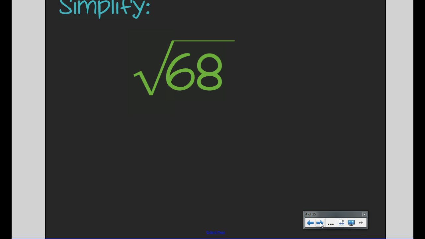So let's just start with where we started the unit. We started with simplifying radicals. We started with factor trees. So go ahead and simplify the square root of 68. Simplify it.